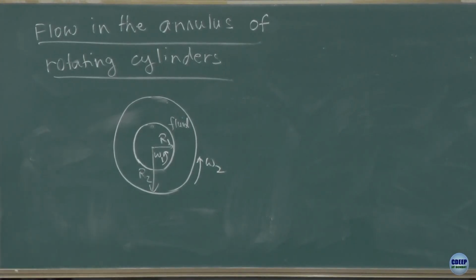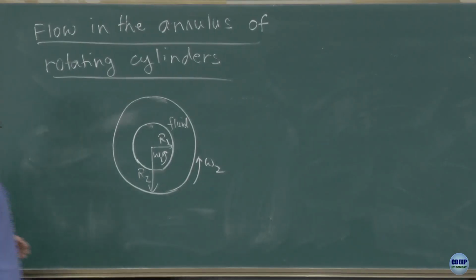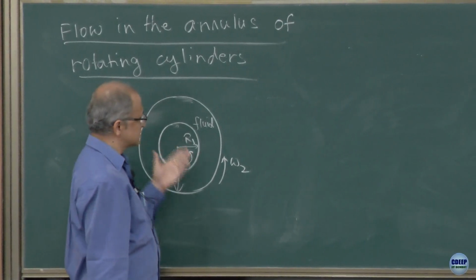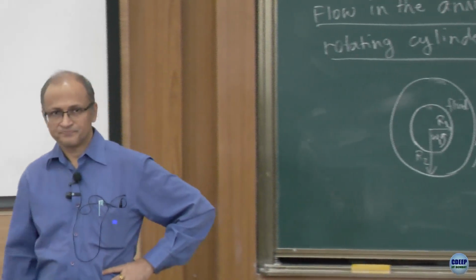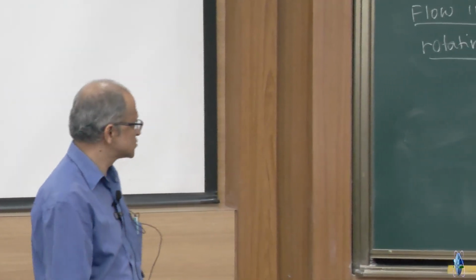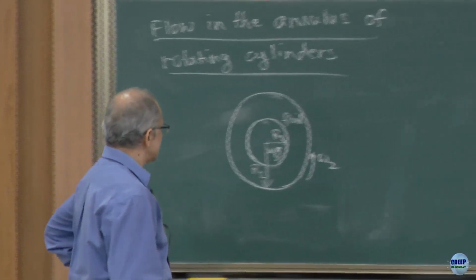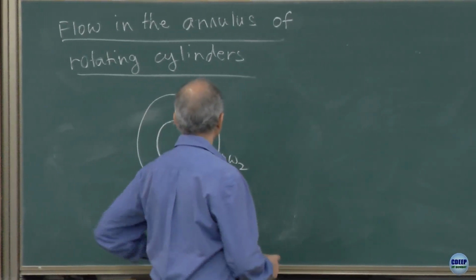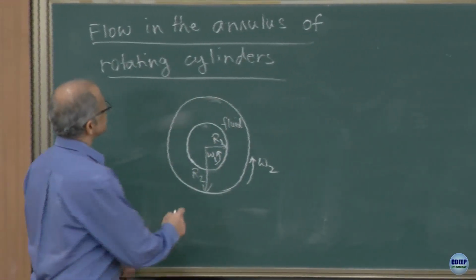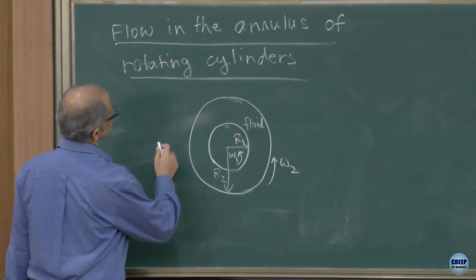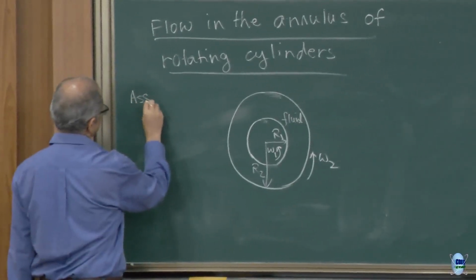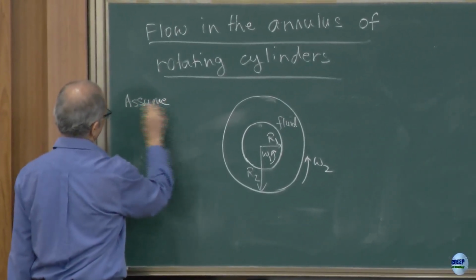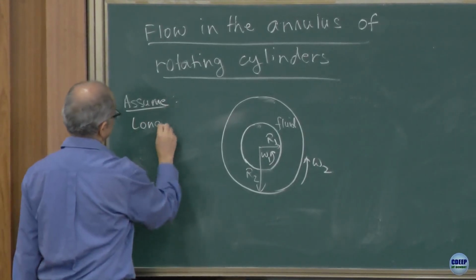Okay, this is a flow which has been extensively studied, because it can exhibit all sorts of very interesting instabilities. So this is what we are going to look at. Rotating cylinders, and the cylinders are long. So we assume that the cylinders are long.